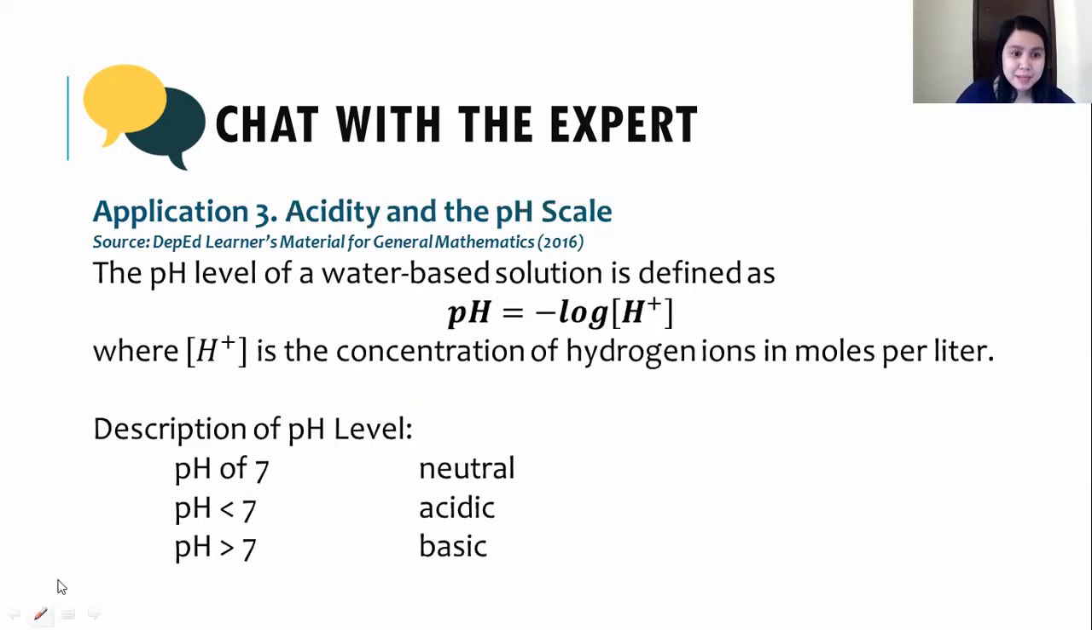The acidity and the pH scale. Remember in your science classes that a pH of 7 is described as neutral. If it's below 7, it's acidic. If it's greater than 7, it's basic. Now, how do we solve for the pH level? The formula is pH equals negative log of H positive. H plus is the concentration of hydrogen ions in moles per liter.